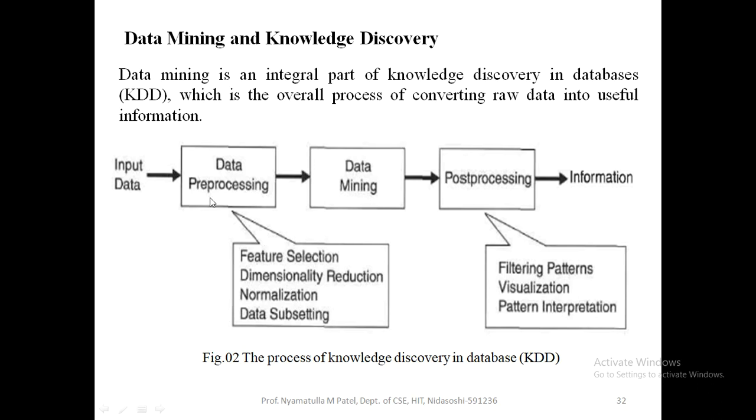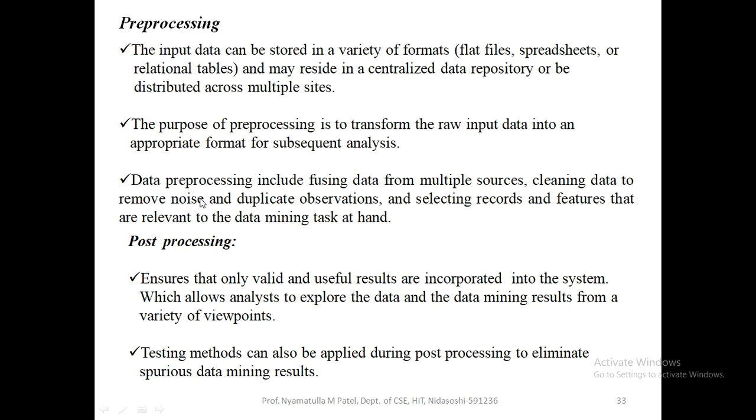Now, let us see what data pre-processing is. The input data can be stored in a variety of formats, that is flat files, spreadsheets or relational tables, and may reside in a centralized data repository or be distributed across multiple sites. Flat files are raw data, spreadsheets are raw data, relational tables are raw data.